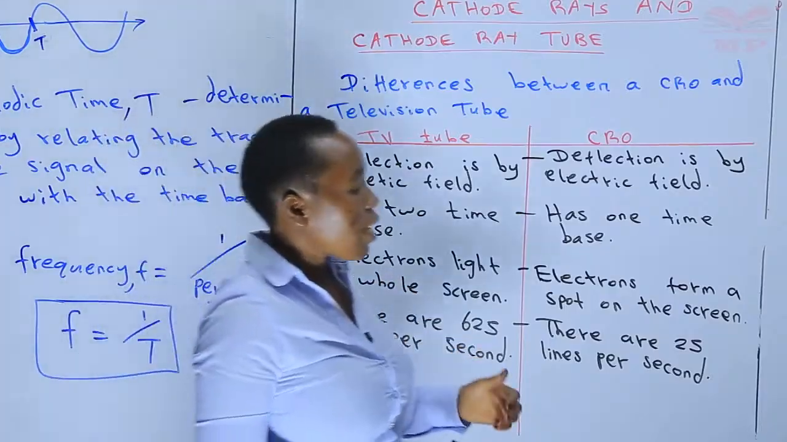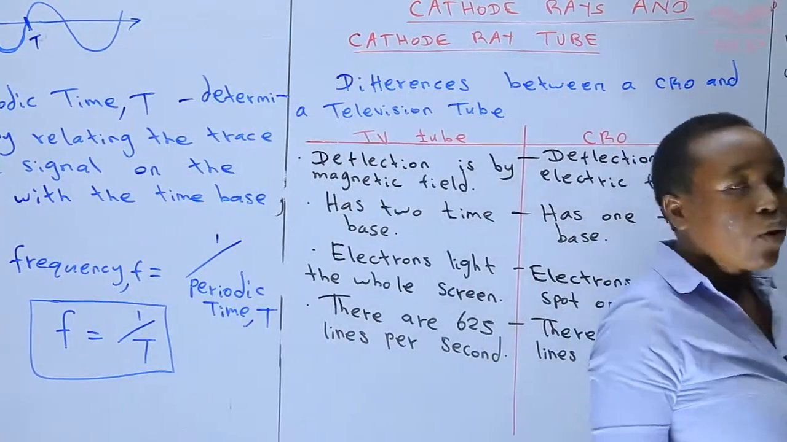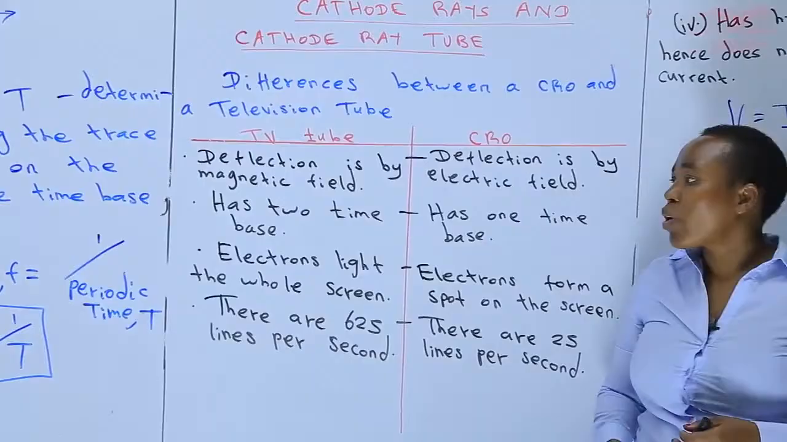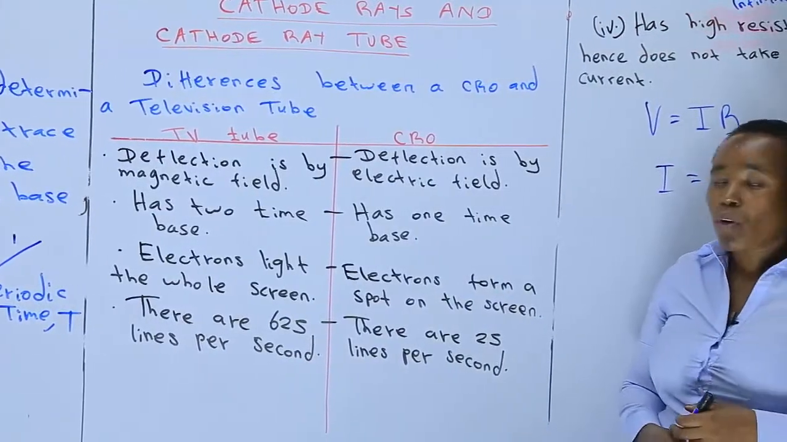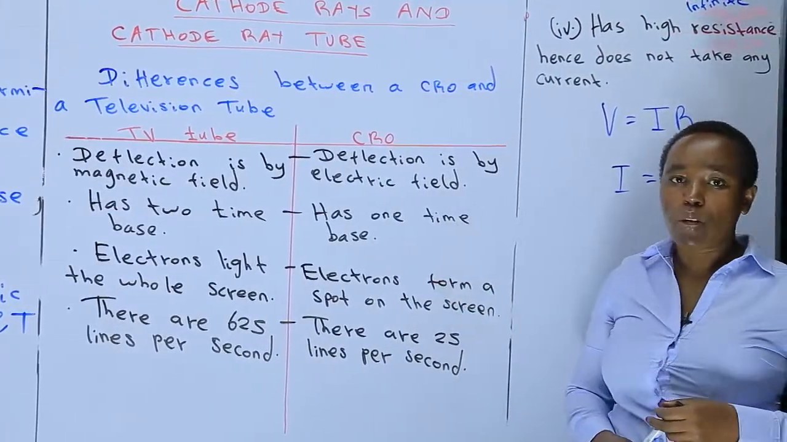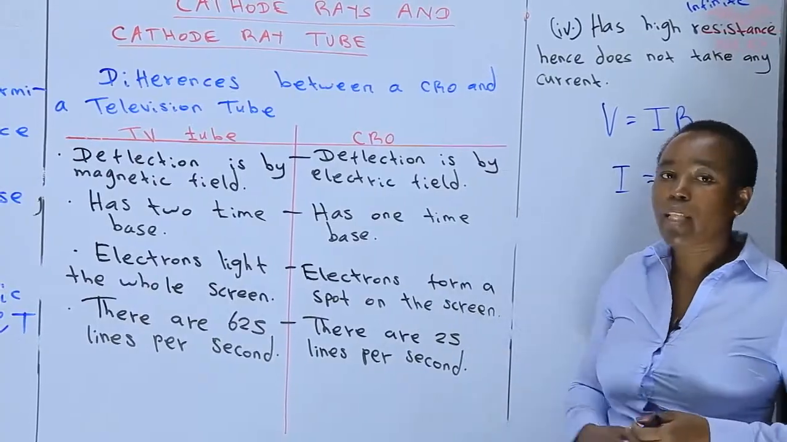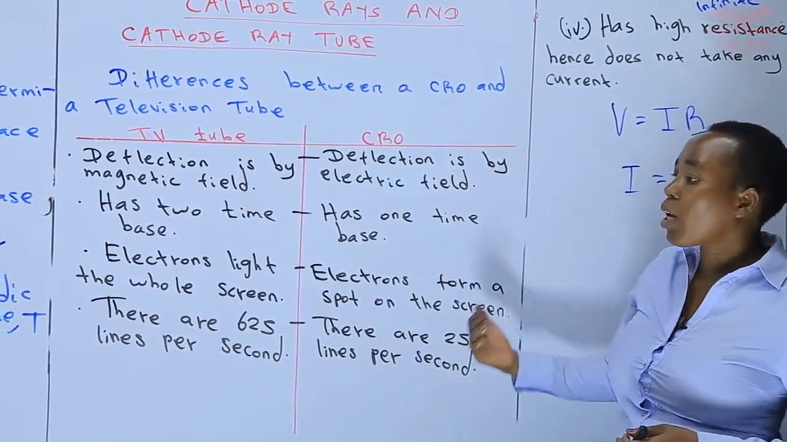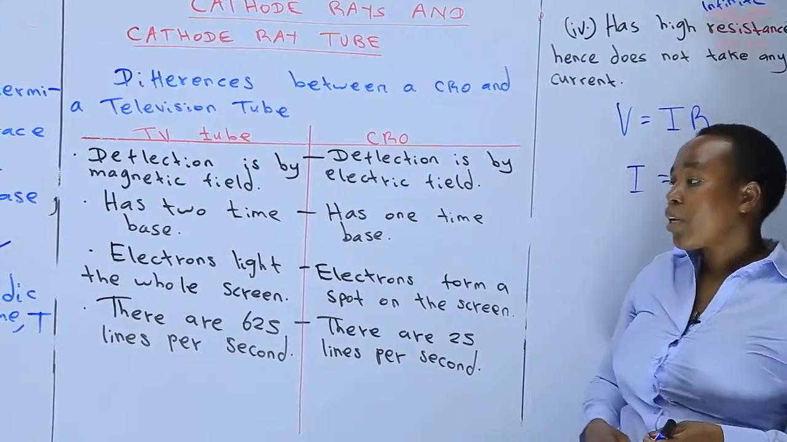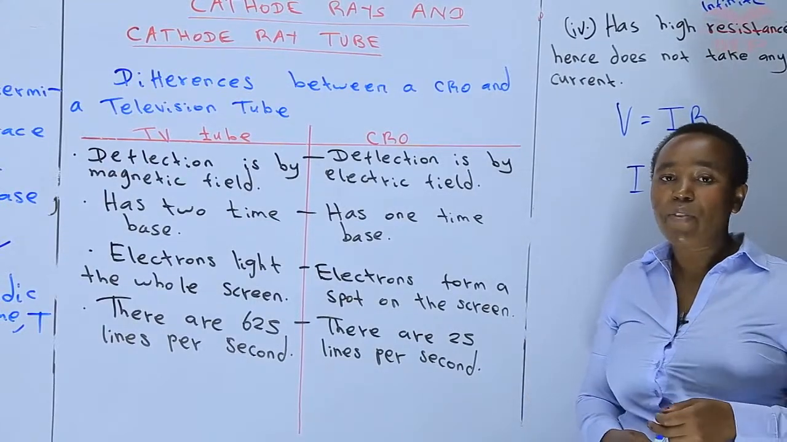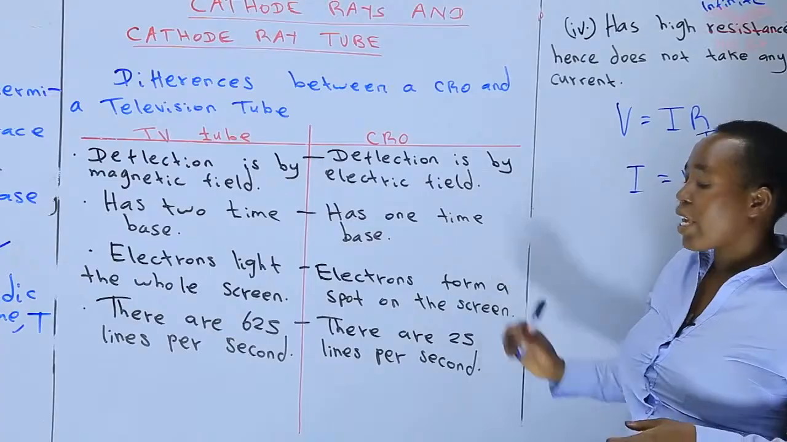In the other lesson, which now will mark the end of this topic, we'll be looking at the calculations involving the CRO. Now that we have seen we can calculate the voltage, we can calculate the frequency, we can calculate the sensitivity. So that's what we'll engage in.